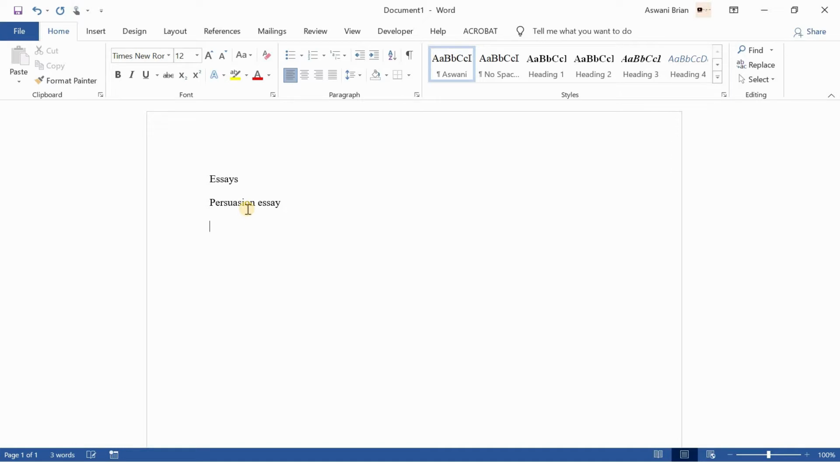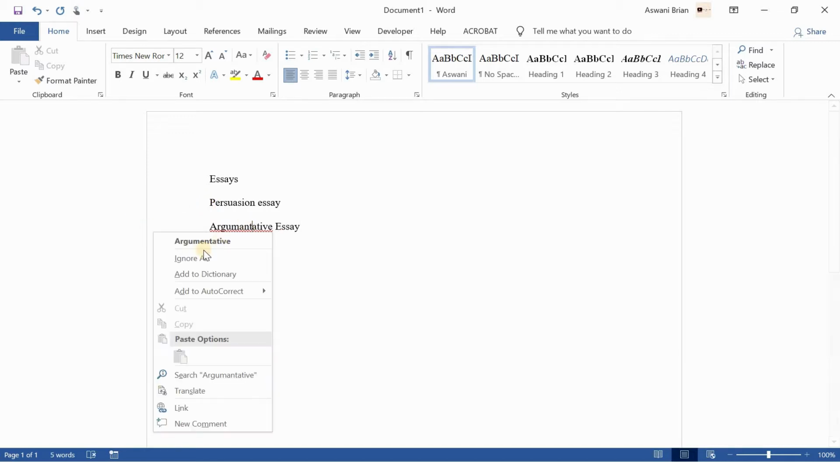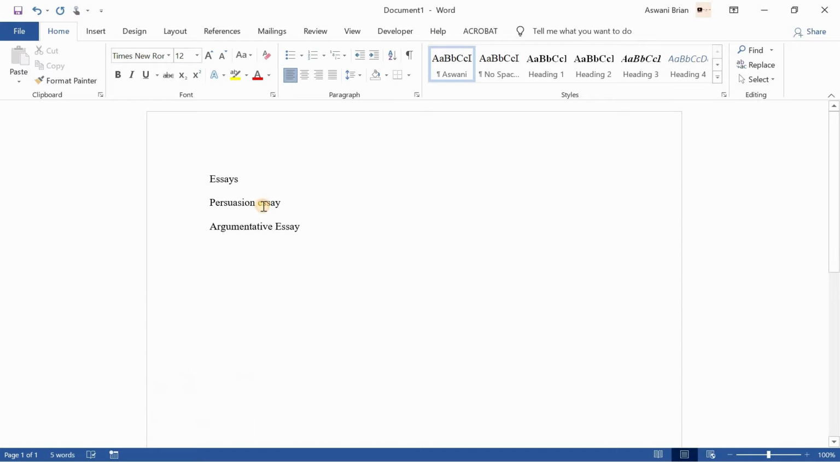You might also want to argue. So in that case, we'll have an argumentative essay. So whenever you are writing something, you want to argue. Maybe there's a reason for you to argue. Maybe you want to argue that autonomous cars are better than the conventional cars. So you might write an argumentative essay.